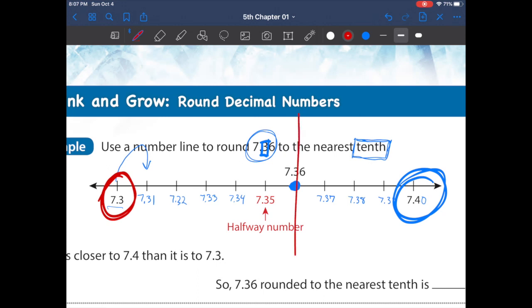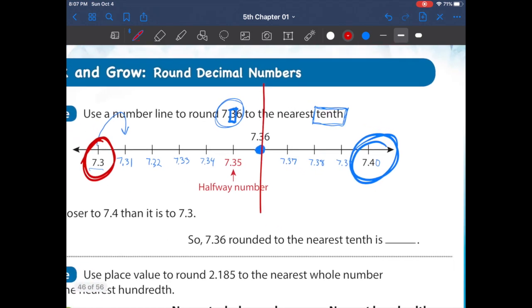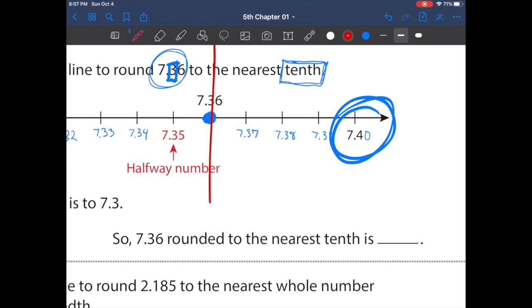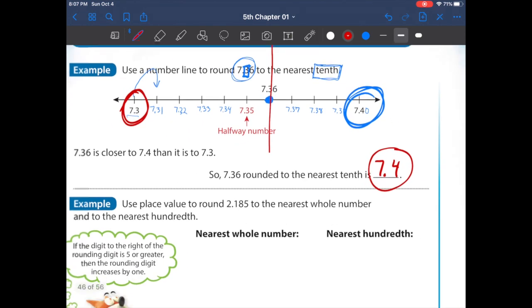If we're looking at this number line, it looks like it's closer to 7.4. So that means we are going to round this up to the next number. So the question says 7.36 rounded to the nearest tenth is 7.4. Now I'm going to explain to you guys in this next question how we actually do that, okay?